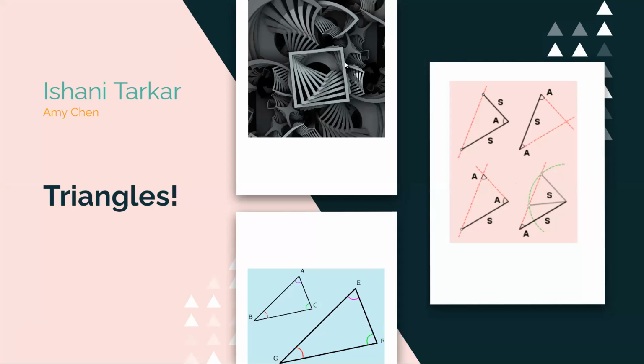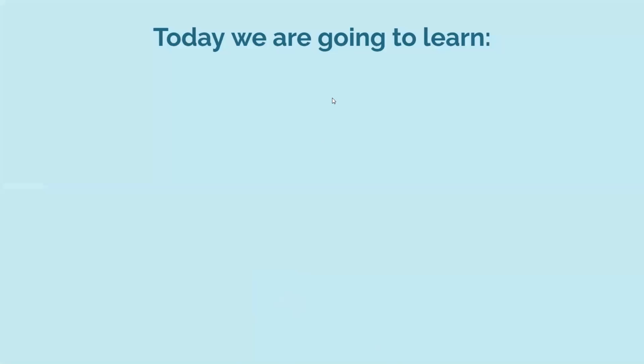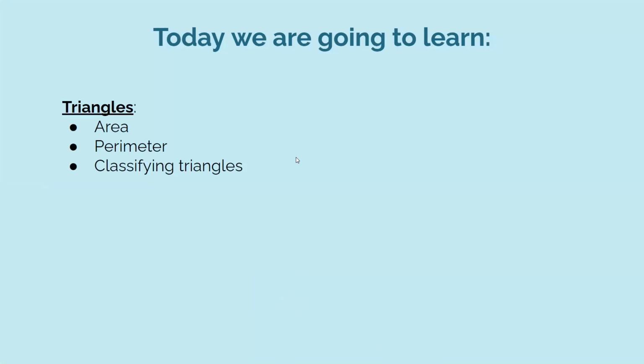Today we're going to be learning about triangles, and specifically we're going to be learning about triangle area, perimeter, and how to classify triangles. We're going to learn about what the Pythagorean Theorem is and how to use it to find the lengths of the sides of a triangle. And we're going to learn about similarity and congruence.